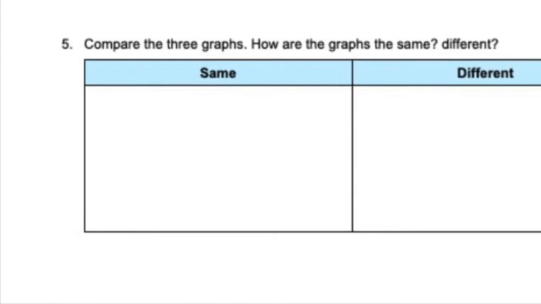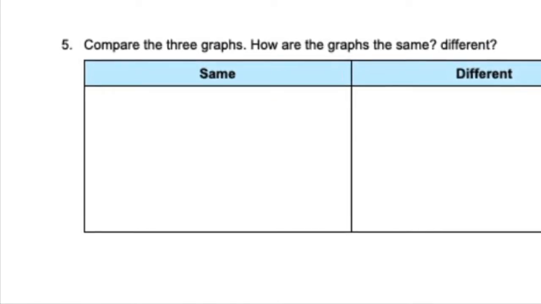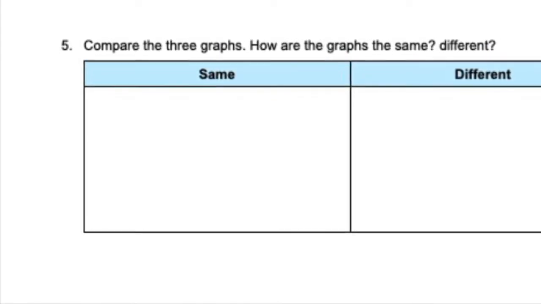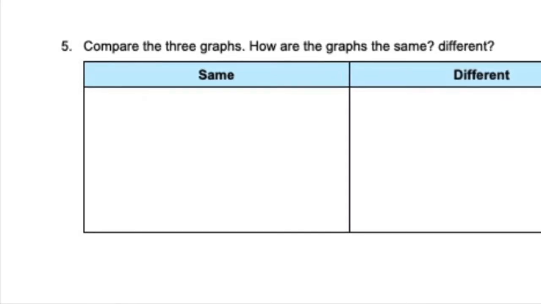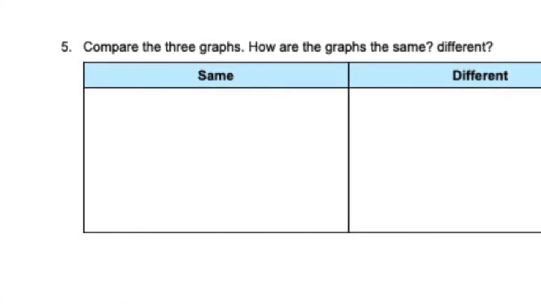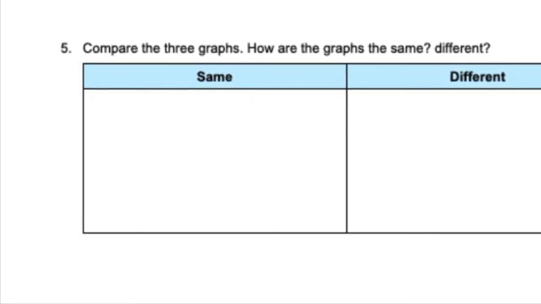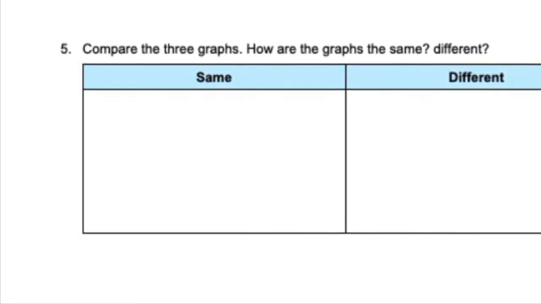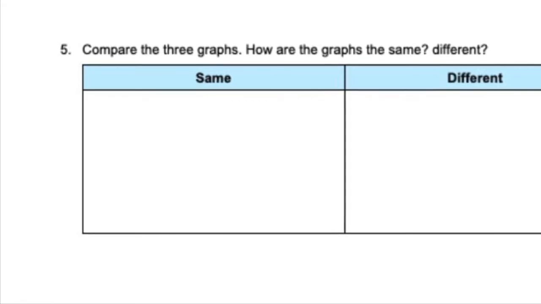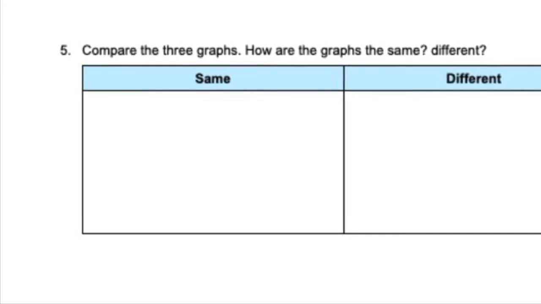So in the table of values, you would write down this under same initial value. They all have an initial value of 200. What's different is they all have a different rate of change. One has a rate of change of 10, one has a rate of change of 14, and one has a rate of change of 18.